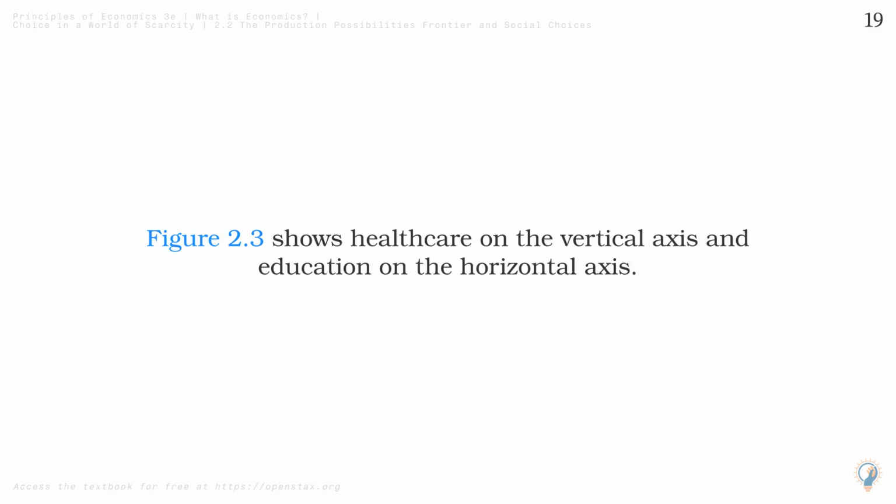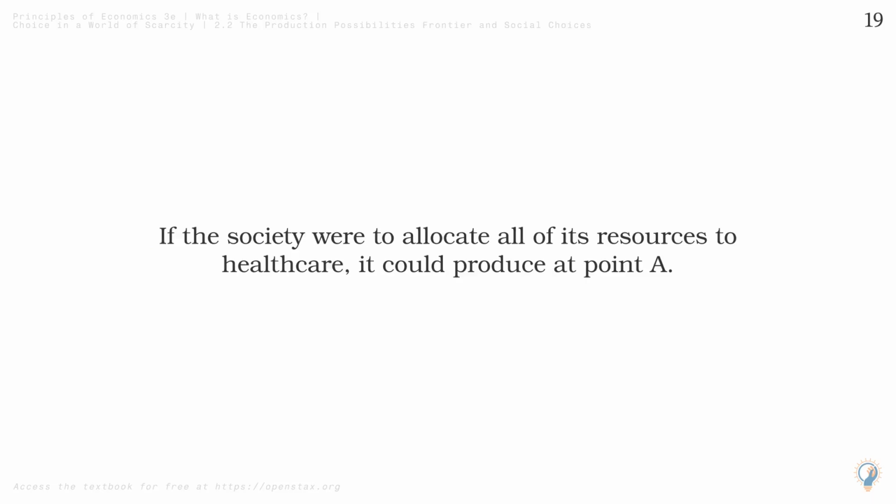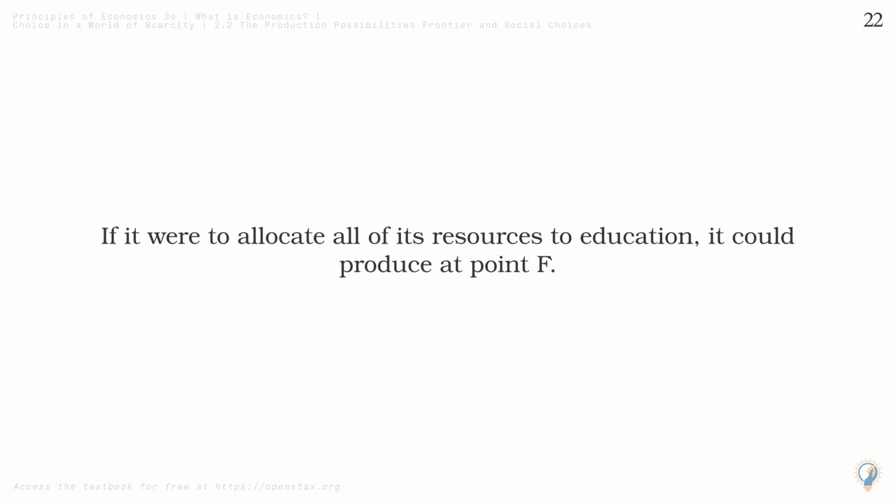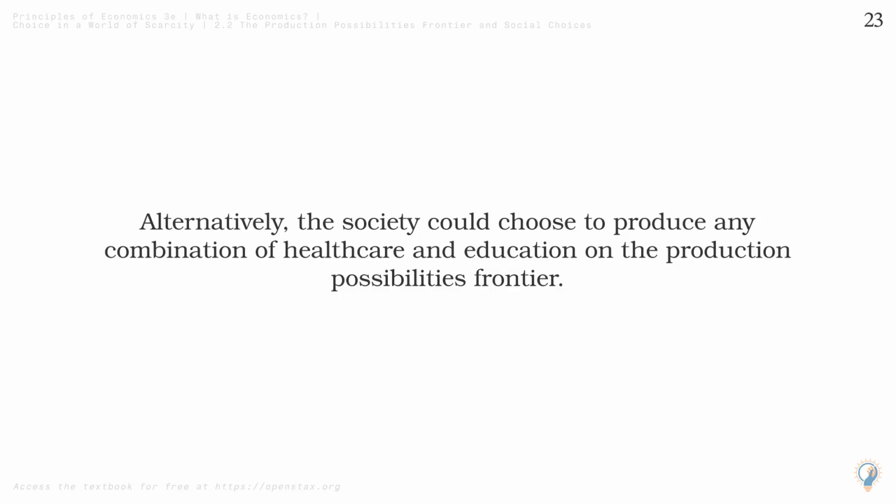Figure 2.3 shows healthcare on the vertical axis and education on the horizontal axis. If the society were to allocate all of its resources to healthcare, it could produce at point A. However, it would not have any resources to produce education. If it were to allocate all of its resources to education, it could produce at point F. Alternatively, the society could choose to produce any combination of healthcare and education on the production possibilities frontier.